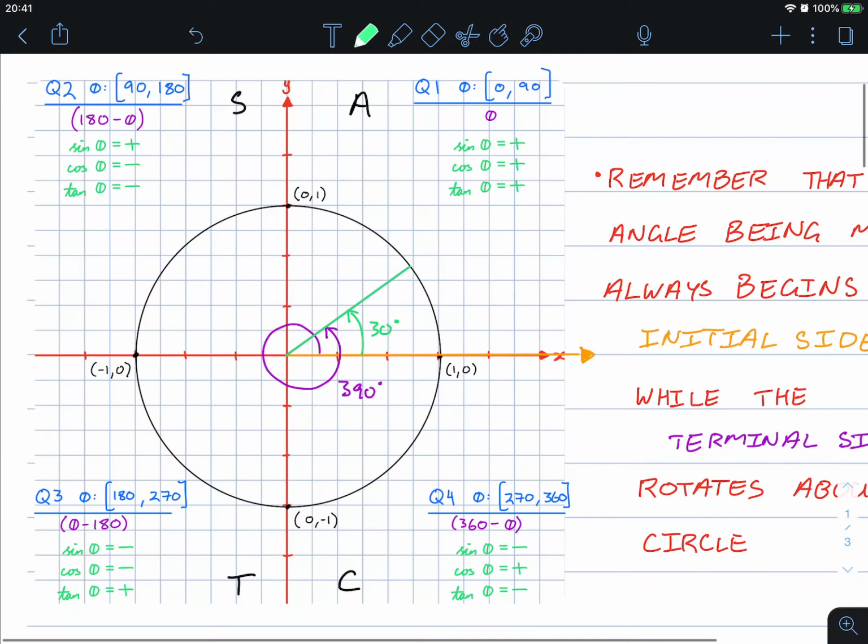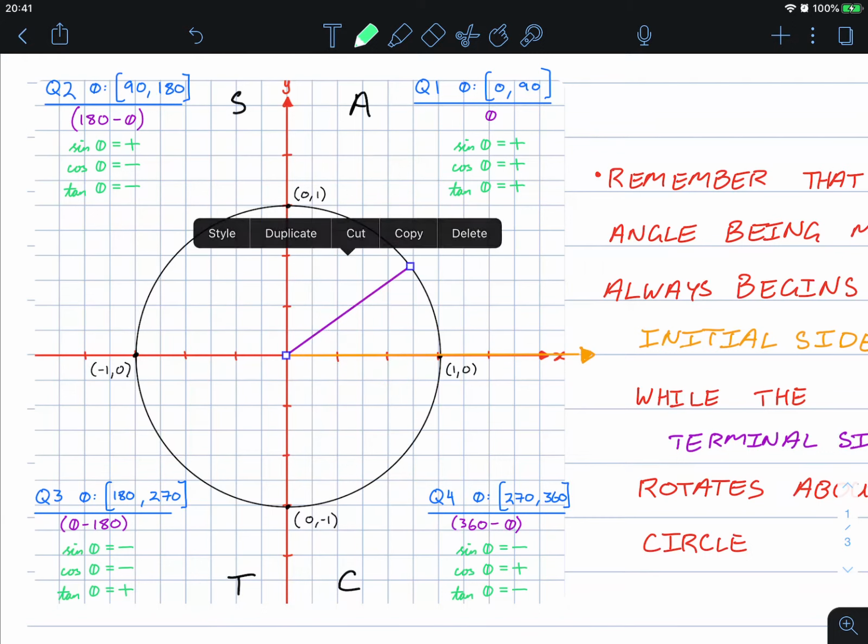In reality, there is no difference because revolution angles, those that go around, will always have an equivalent ratio in the first quadrant.